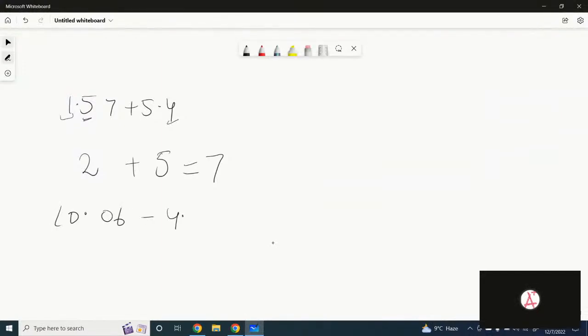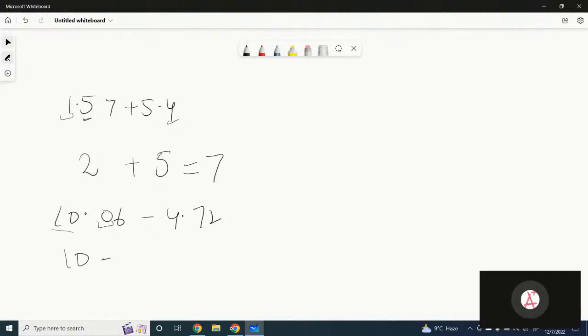10.06 subtract 4.72. Okay, so 10.06, you have to round the number to the nearest whole number. Nearest whole number means you have to remove the decimal portion. Got it? You have 0. 0 is less than 5, so you have to round on the same whole number. Got it?